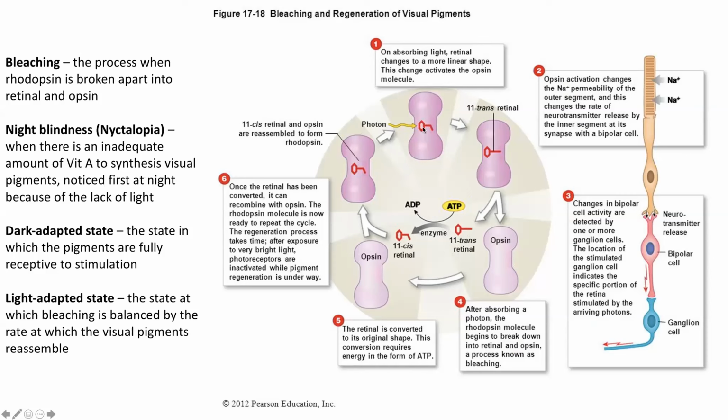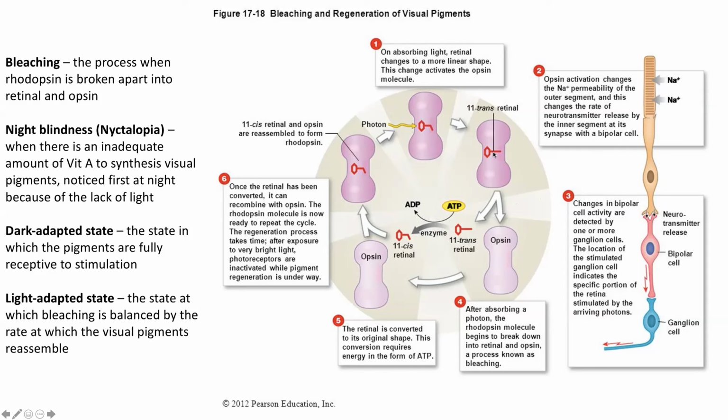Once this is changed to a trans form, it has to take time to separate, change back to a cis form, and reassemble. So bleaching is a process where this rhodopsin is broken apart. And then you take time to actually combine them again to be able to be stimulated. So again, we have that photon coming in, changing the cis retinol to a trans retinol.